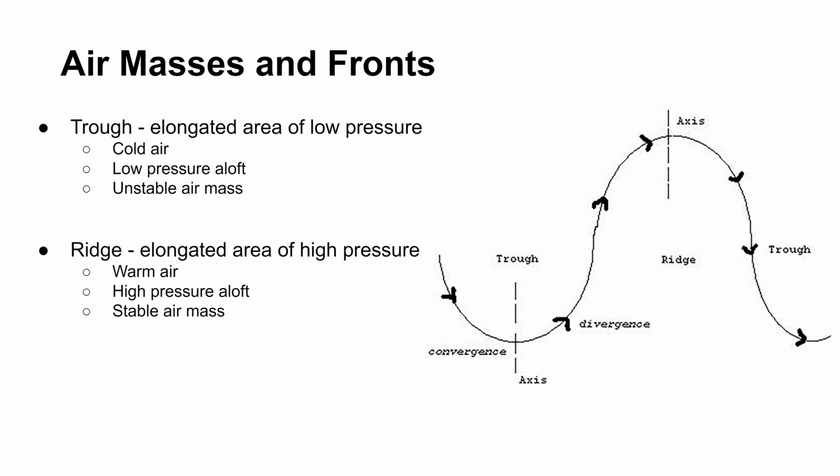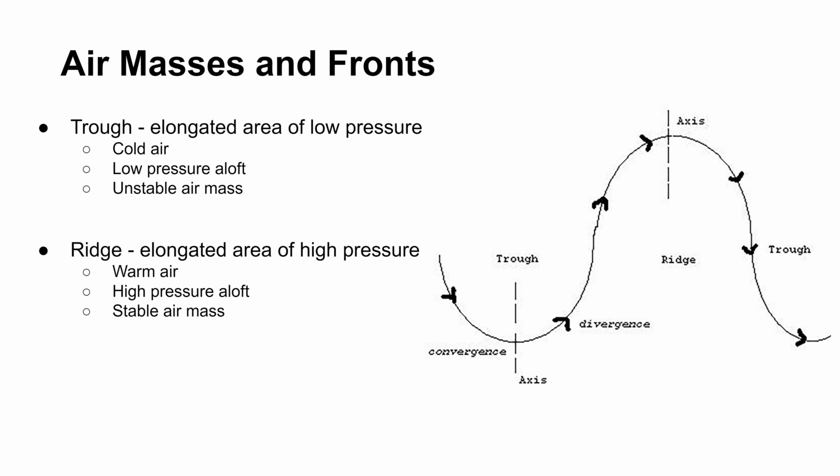First is trough, which is an elongated area of low pressure. Troughs are associated with colder air and low pressure aloft. Because there is a low pressure in the air mass up high, the air tends to rise to the east of the trough, creating unstable weather and precipitations. Sometimes wind develops around a trough's low pressure center that blows in a counter-clockwise direction.